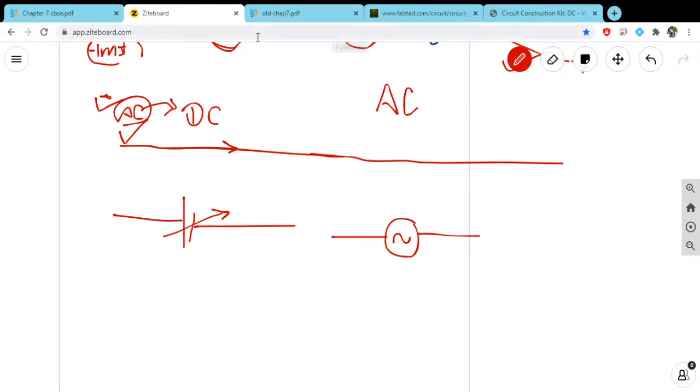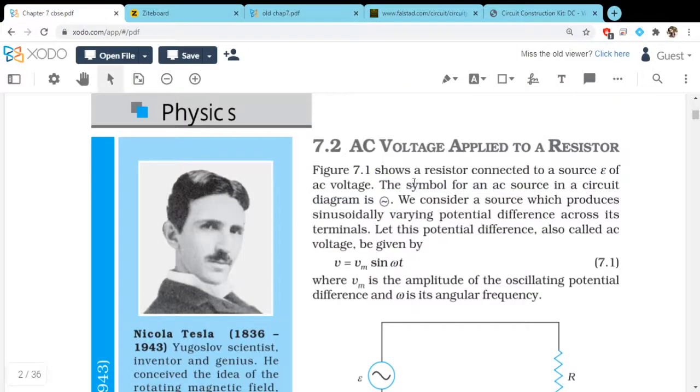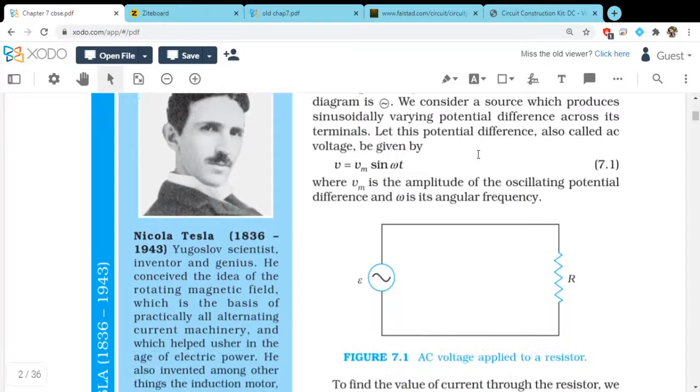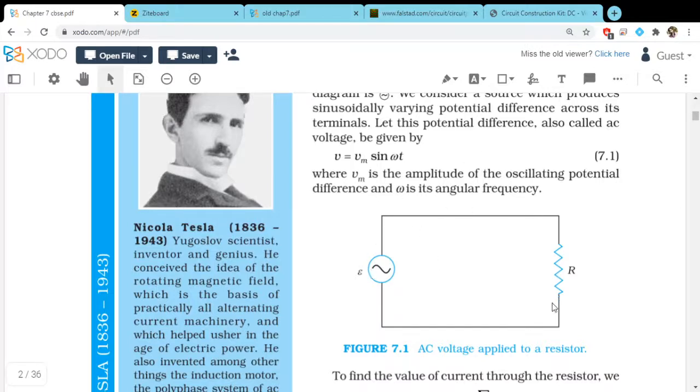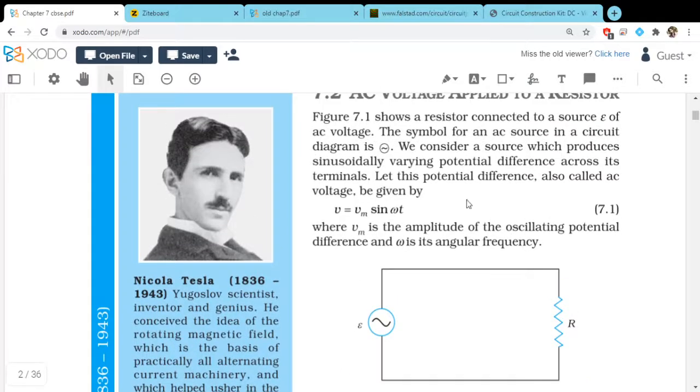Okay, so understand here: AC voltage applied to a resistor. What happens if we apply AC voltage to a resistor? So here is the figure. The AC source, which is symbolized with the potential epsilon, and a resistor R is connected here. Let the potential difference, the AC source voltage, be given by V is equal to Vm sine omega t. So what does it mean? V is equal to Vm sine omega t.